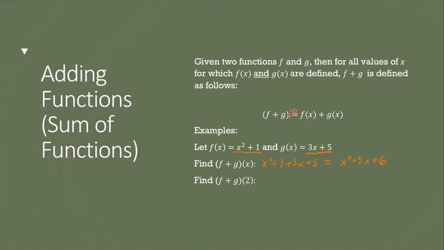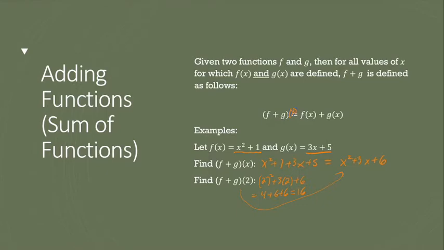And if I want to find f plus g of 2, I'm just going to substitute 2 in to f plus g. So this would be 2 squared plus 3 times 2 plus 6. So that's going to give me 4 plus 6 plus 6, which is 16. So f plus g of 2 is 16.